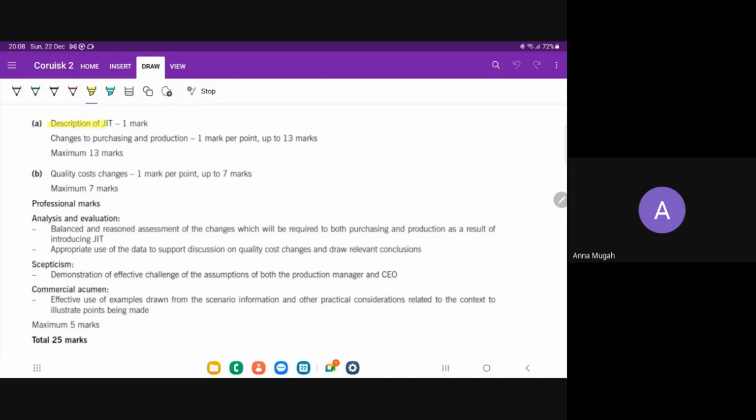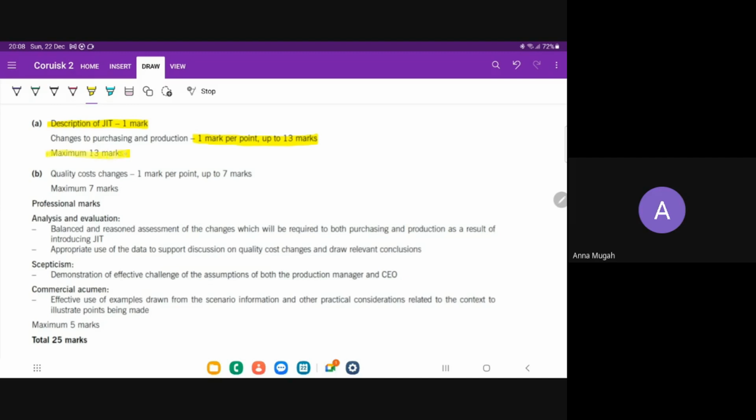A description of GIT, that is for 1 mark, right? Changes to purchasing in production, 1 mark per point up to 13 marks. When they are saying 1 mark per point, that doesn't mean you have to identify 13 points. That means you have to identify a point of issue along with justification. Justification is 1 mark, and the issue is 1 mark. That's the most important thing.